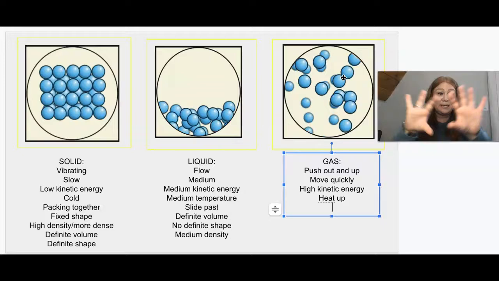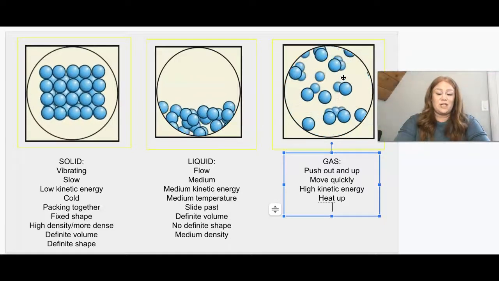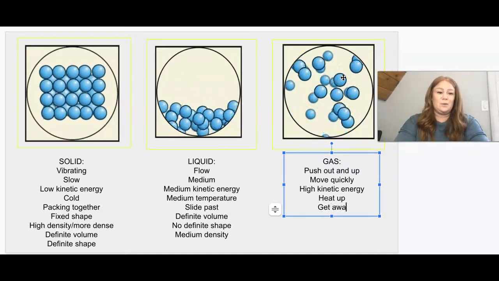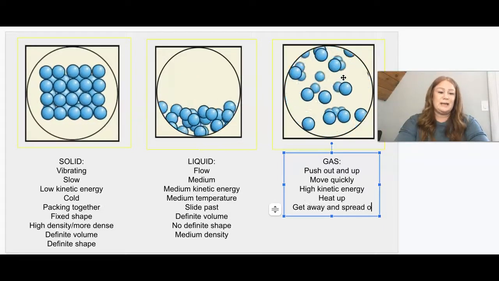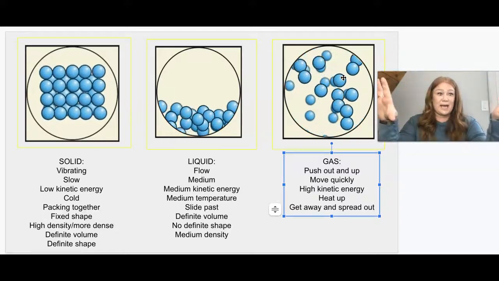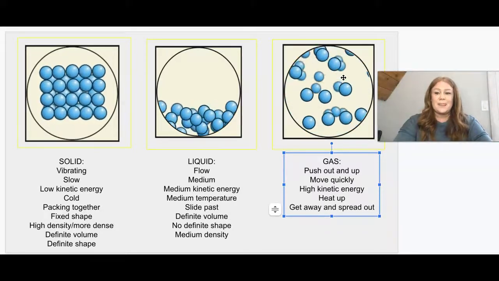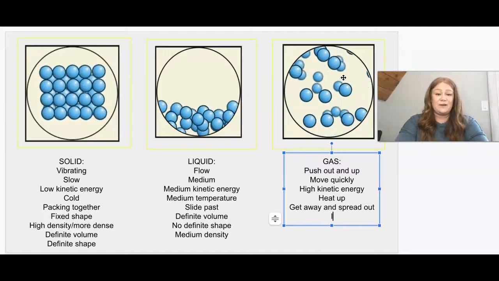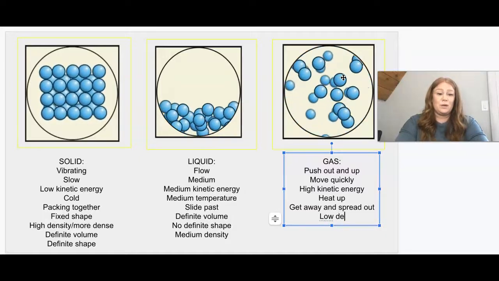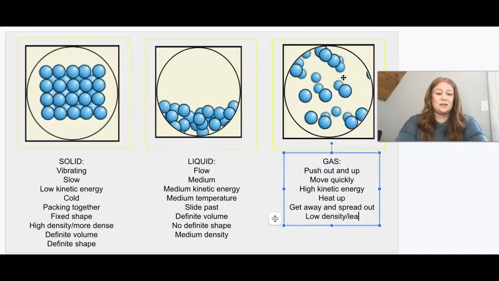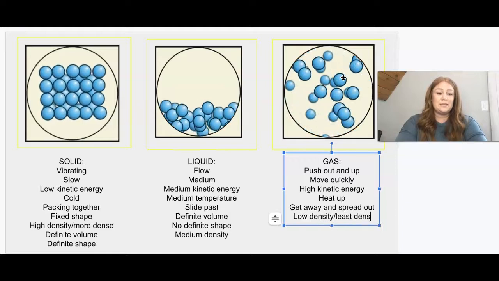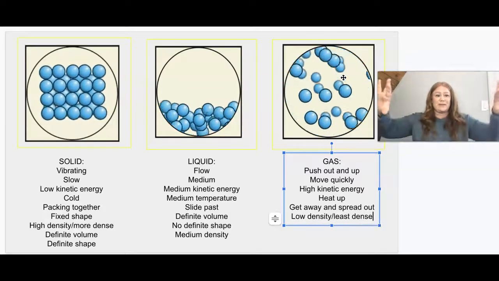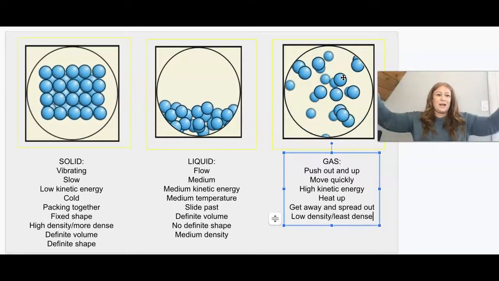So they have that hot temperature, and the way these interact with each other is they want to, again, get away from each other. So they want to get away and spread out. They're pushing out and away from each other. So they have a very low density, or these are the least dense materials because they've spread themselves out. They're spread out from each other.